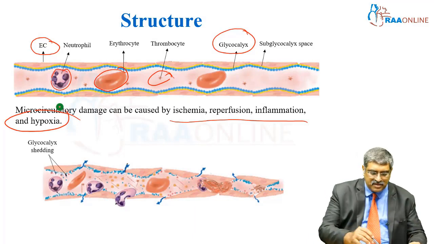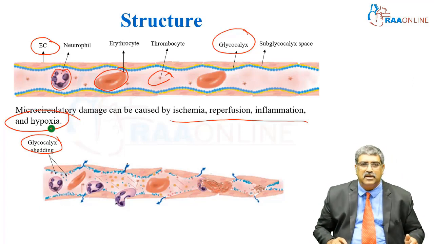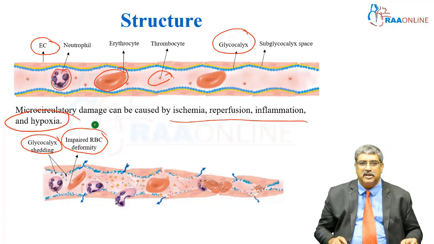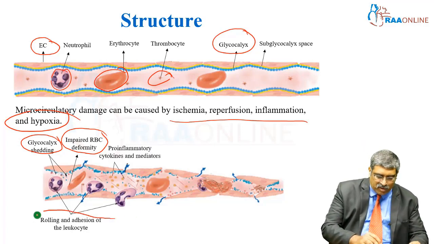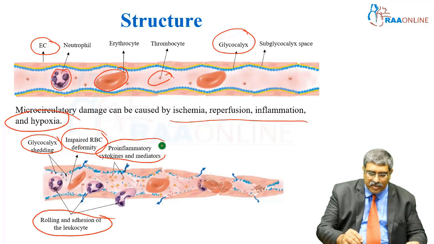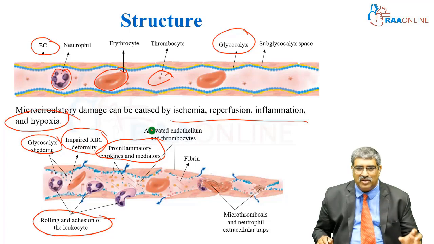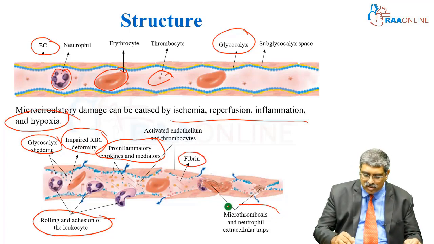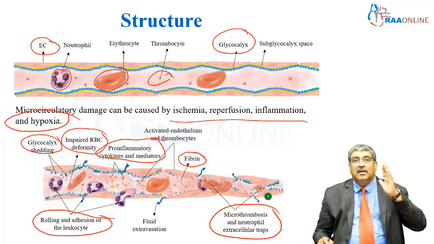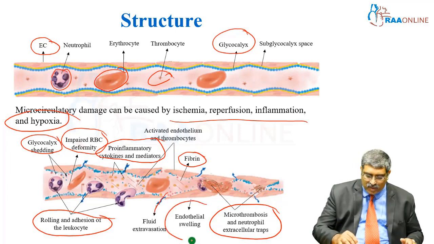Your glycocalyx is degraded and the glycocalyx products are shed into the blood circulation, and there is RBC deformity which affects your oxygen transport. Your neutrophil is rolling and adherent to the cells, which releases inflammatory cytokines and mediators, and there are activated endothelium and thrombocytes which lead to fibrin formation and also microthrombosis and neutrophil extracellular traps, and because the vascular integrity is lost, there is fluid extravasation and endothelial swelling can also happen.